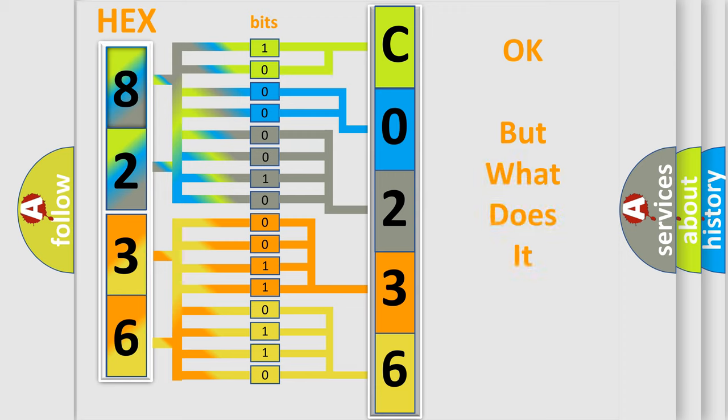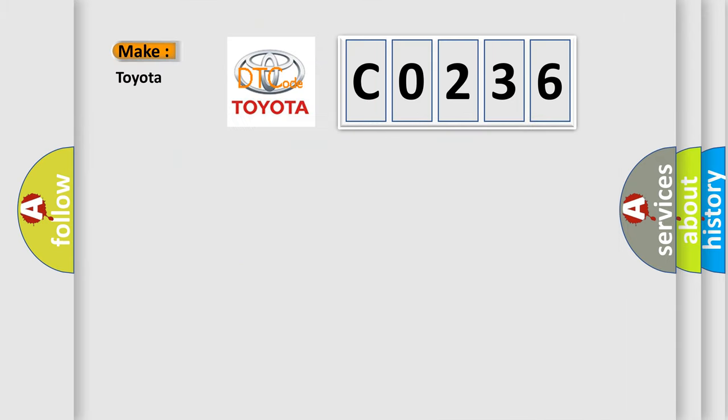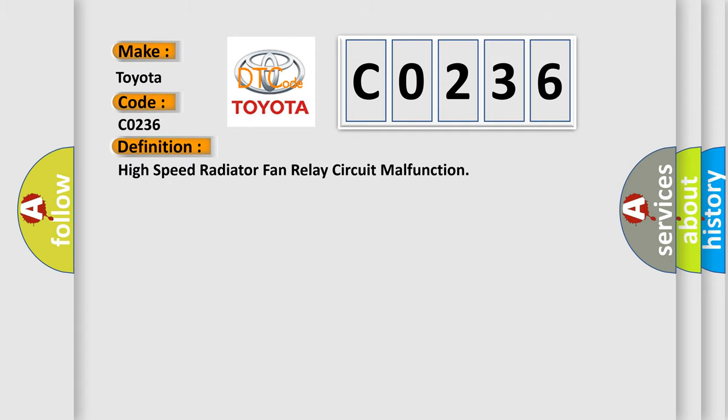The number itself does not make sense to us if we cannot assign information to what it actually expresses. So, what does the diagnostic trouble code C0236 interpret specifically for Toyota? The basic definition is high-speed radiator fan relay circuit malfunction.